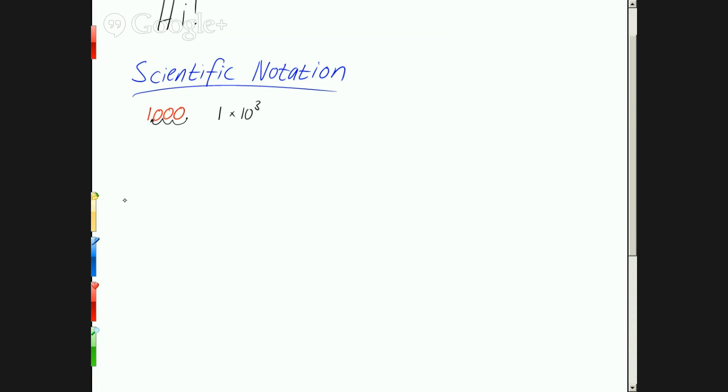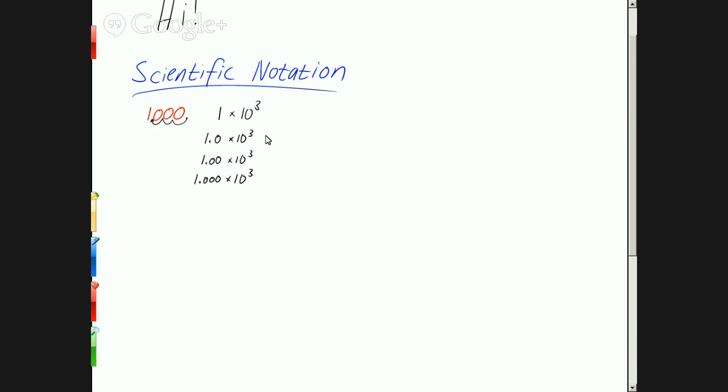But there's a couple different ways we can write this. It can be 1 times 10 to the third. It could be 1.0 times 10 to the third. Could be 1.00 times 10 to the third. Or it could be 1.000 times 10 to the third. Those are all ways of writing 1,000. What's the difference among those 4 ways of writing 1,000? Actually, the decimal is always in the same place. It's always next to the 1. Yeah, it changes the significant figures.